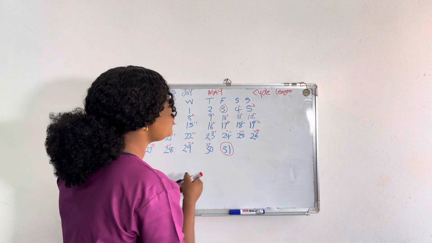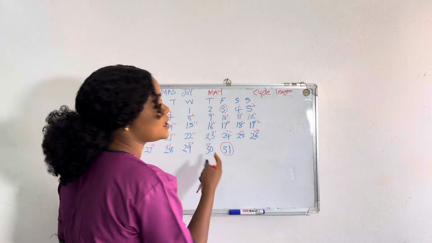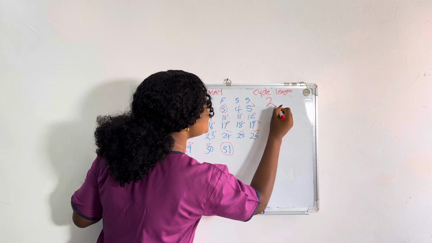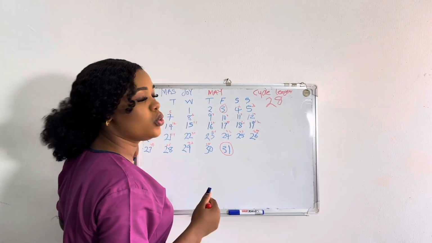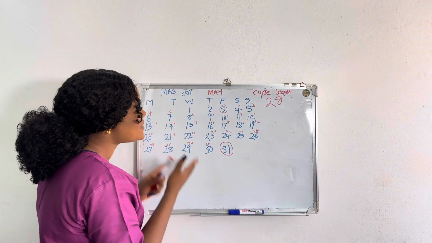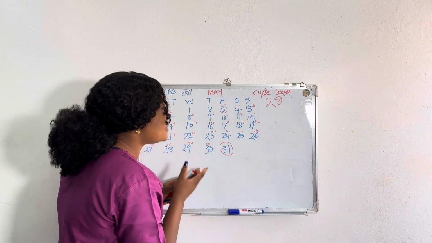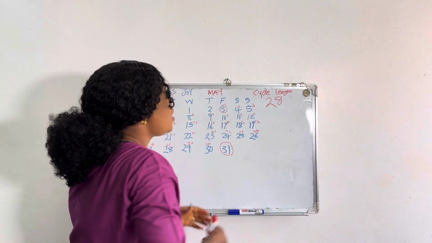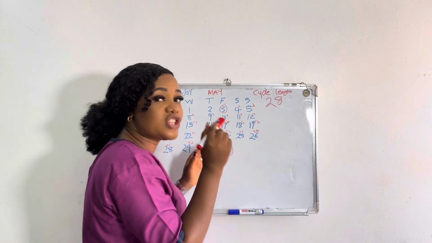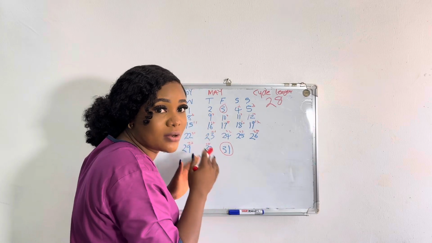No. And we are having 28 days. Meaning Mrs. Joy has a 28-day cycle length. So as Mrs. Joy has a 28-day cycle length, we are going to now know when Mrs. Joy's fertile window or fertile period is. This is for those with regular cycle.